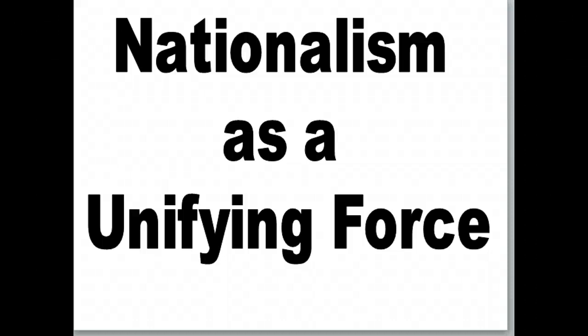These are the notes for the unifications of Germany and Italy, and we're going to be looking at how nationalism was used to help unify them.